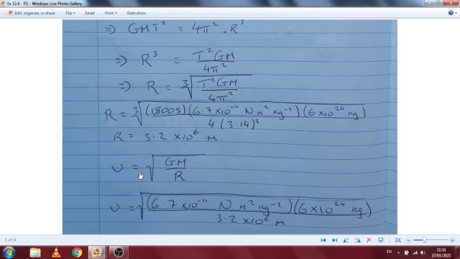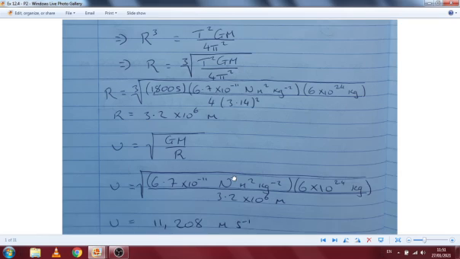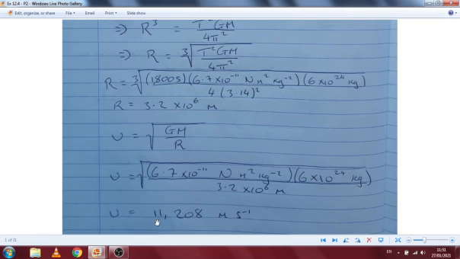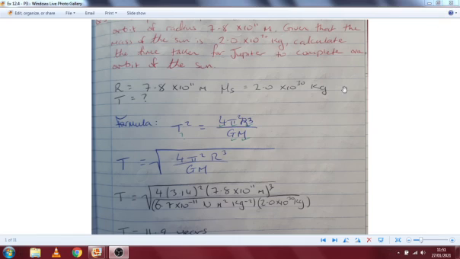Then to get the velocity, we use the same formula we used before. V squared is equal to GM over r. Get the square root of both sides to give you this. So in your figures, we know G, we know M, and we've just found the radius, so we can then quite easily get the velocity of 11,208 meters per second. So again, a very, very big speed.